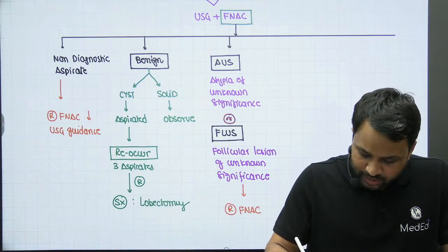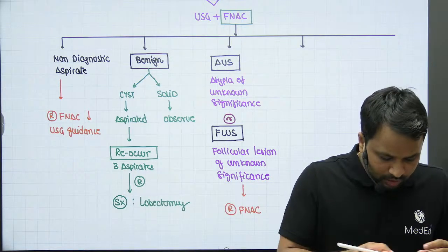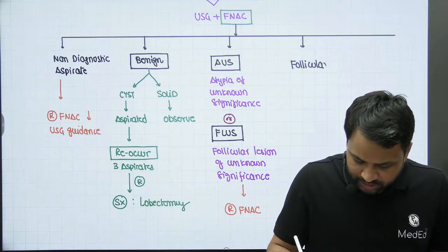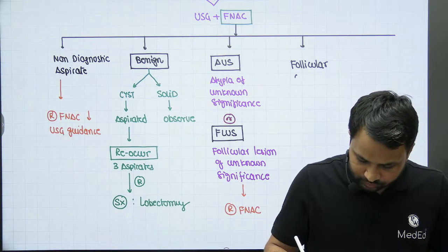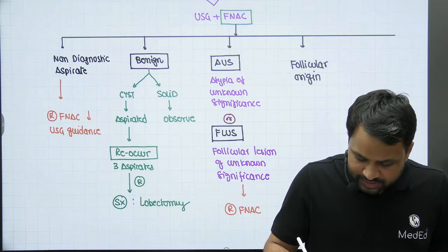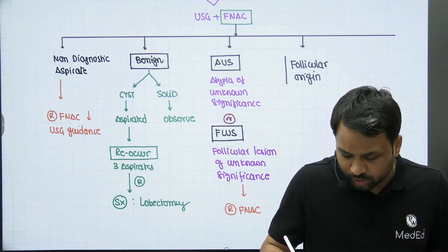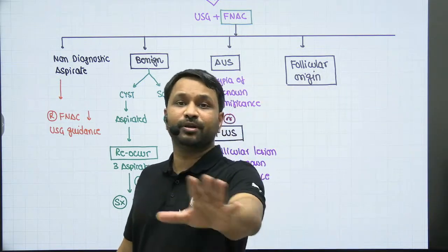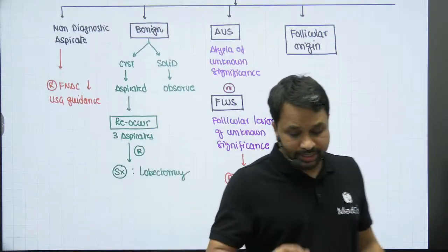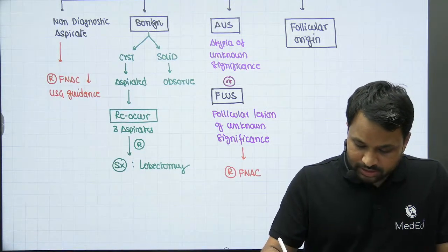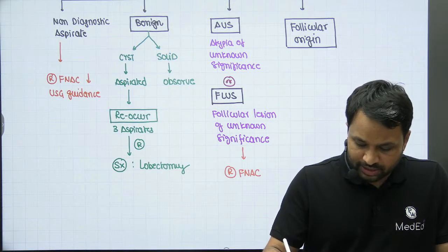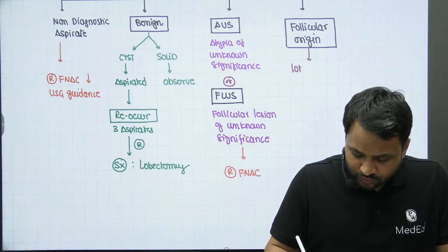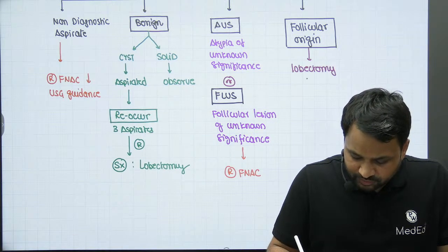Now what if the report says it is a follicular neoplasm, or follicular origin? When you say it's a follicular origin, my pathologist is not able to tell me whether it is a follicular carcinoma or a follicular adenoma, because FNAC cannot differentiate between the two. In those contexts, what are we going to do? My pathologist is going to tell me that because it's a follicular origin, it is better that we work up further. And working up further means this patient has to be taken for lobectomy with frozen section.